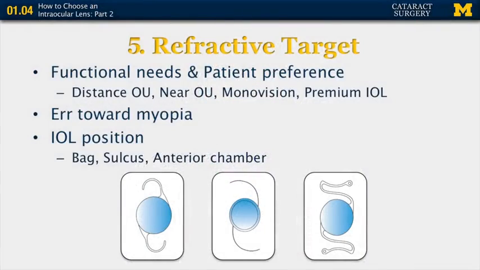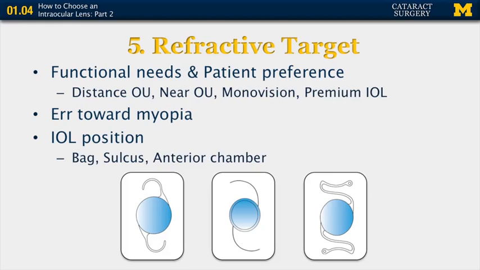Finally, in a talk about IOL selection, let's talk about the refractive target. There are 3 key guiding principles here to pay attention to. Of course, there's the patient's preferences and needs. And with attention to that, we would want to have a very thorough preoperative discussion as far as, does the patient want both eyes at distant targets with monofocal IOLs, near targets with monofocal IOLs, monovision, or would they opt for a premium IOL with either a multifocal or a toric or some other sort of presbyopic correction?